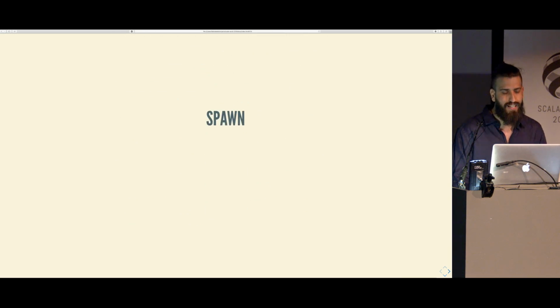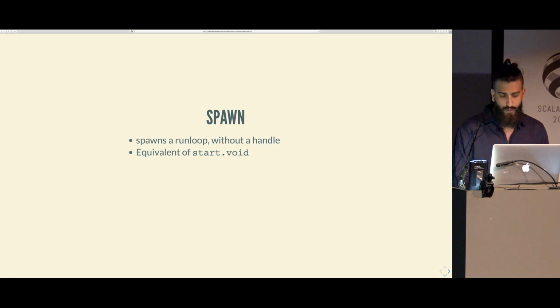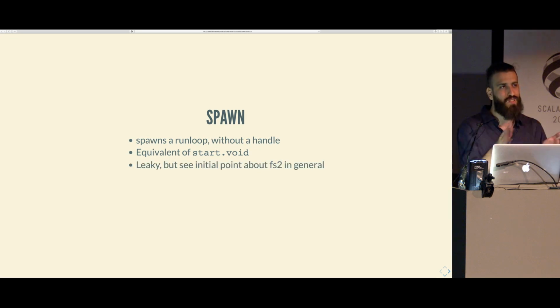But we can look at a simpler version of start, which is just the one that spawns a run loop, but without giving you a handle. So you're just going to start something asynchronously, but without any notion of joining or canceling. And it's the equivalent of doing start.void. So bear in mind that this is leaky, because now you're spawning something that you cannot cancel, but all of these things are low level. So just use FS2 in practice and you don't have to worry about any of this.